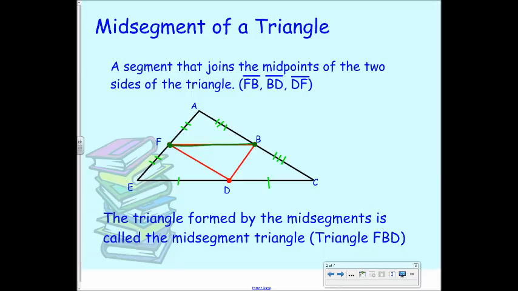This triangle right here is called a midsegment triangle. Triangle FBD right here is a midsegment triangle. It just means it's a triangle made of midsegments.